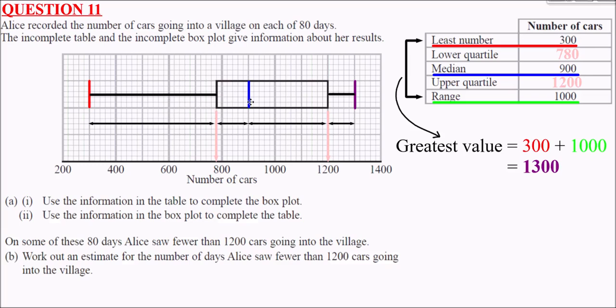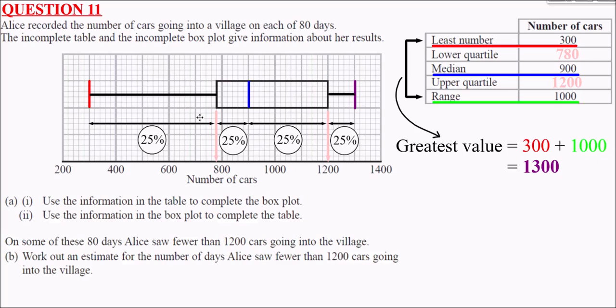In between the lower quartile and the median, that's the second quarter, or 25%. Between the median and upper quartile, that's another 25%. And from the upper quartile to the maximum value, that's the final highest quarter of data. So we can call it quarters, or 25% each time. But for our estimate, we're only interested in the number of days Alice saw fewer than 1200 cars. So we're looking at 1200 downwards, all the way up to 1200 but not beyond.